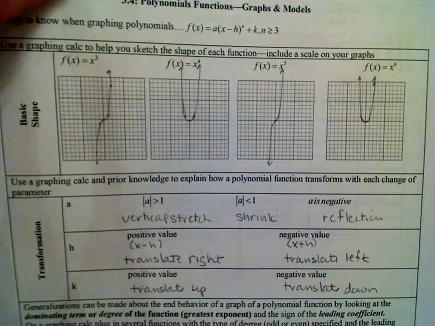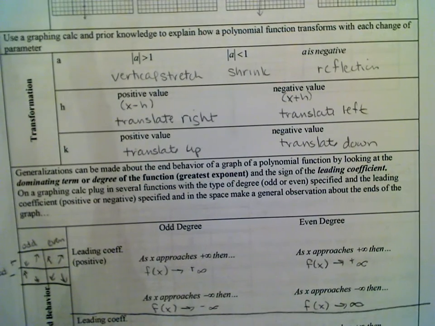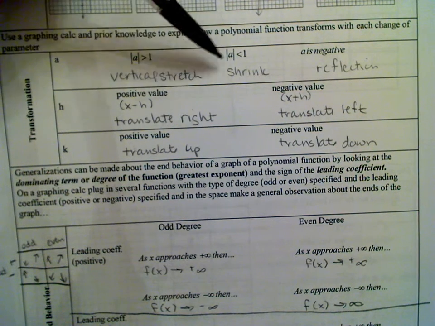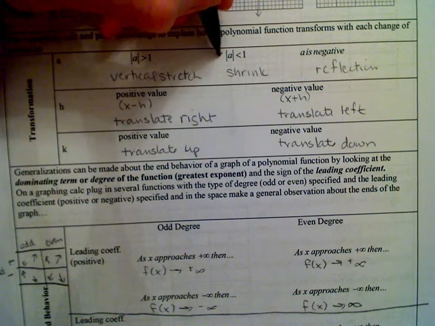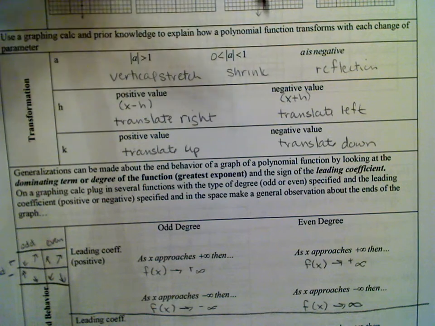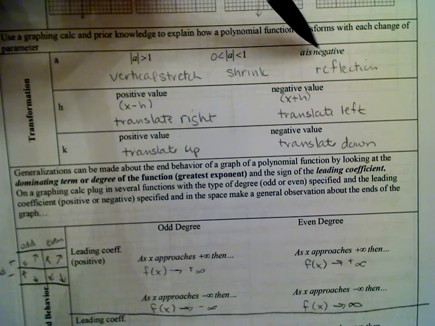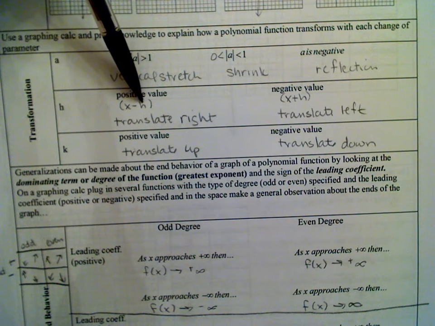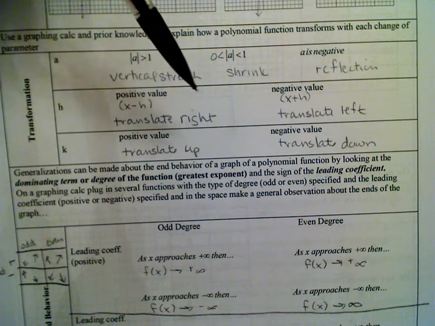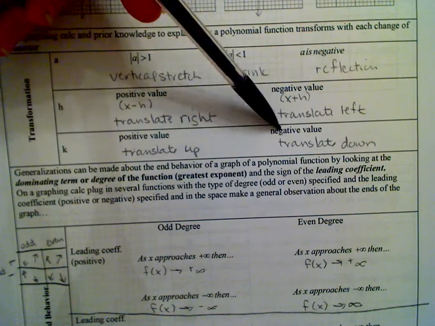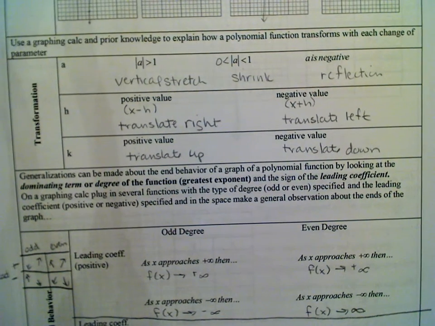Just to review some of our prior knowledge of graphing that we've talked about this year, when you're looking at your A value, which is your coefficient, if A is greater than 1, it's a vertical stretch. If A is between 0 and 1, that's a vertical shrink, and if A is a negative number, that causes the graph to reflect. For your H value, if you have x minus H, that translates to the right, x plus H translates it to the left. And then K moves it up or down, just like we talked about with quadratics and some of our other functions.